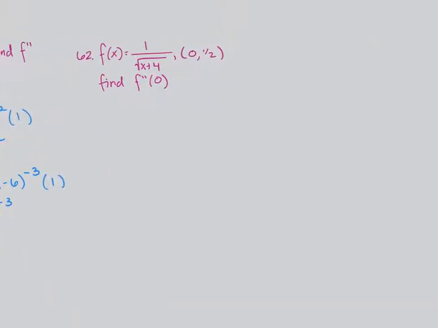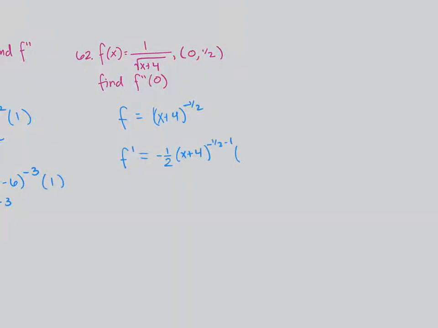In 62, we have f of x is equal to 1 over the square root of (x plus 4), and they give us a point (0, 1/2). They want us to find the second derivative at 0. So again, first thing I need to do, just like with the previous problem, is rewrite this as (x plus 4) to the negative 1/2. Okay, that way I don't have to do quotient rule. Take the derivative of that, so I get negative 1/2 (x plus 4) to the negative 1/2 minus 1, derivative of the inside is 1. So this simplifies to negative 1/2 (x plus 4) to the negative 3/2.